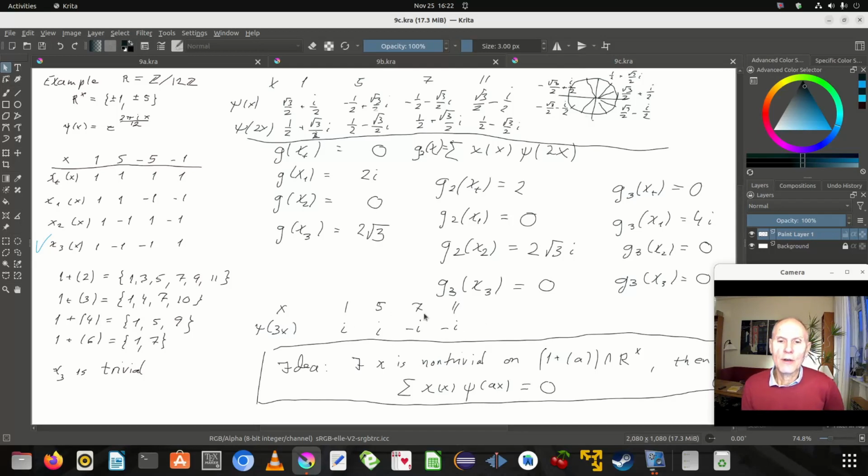So definitely the sum shall vanish for all of these, except the trivial. Oh, for that one, I'm not really sure. 6. That's 1 and 7. So that means it will vanish for the trivial one and for this one. I'm not sure about this. So that's the idea.